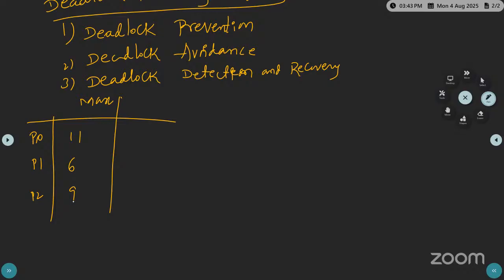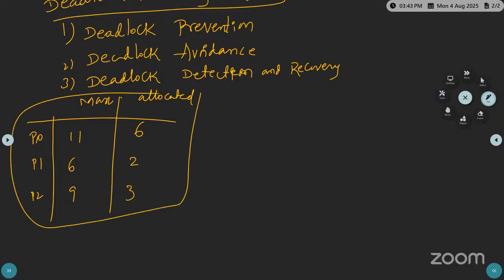That is the maximum needed to complete the task, but allocated are 6 for P0, 2 for P1, and 3 for P2. Now see whether the system will execute with this. P0 needs 11 but 6 are allocated. Can it execute at this moment? No, it is still waiting. P1 requests a maximum of 6, but only 2 are allocated. Is that enough? No.